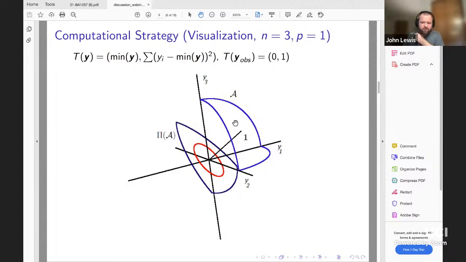Just to explain, so we're all on the same page: if the observed summary statistic is 0 and 1, that means the min of Y is 0. In this three-dimensional space, you can envision script A as this light blue shape here, which is a quarter circle on each one of the planes defined by the Y's, B and C. And then, of course, the radius here is defined by the second part of the summary statistic, B1.